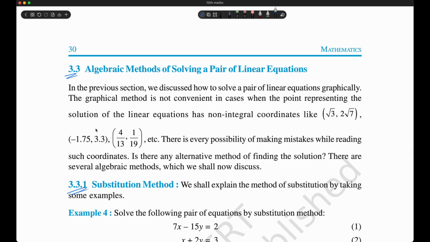Topic 3.3.1: the algebraic method of solving a pair of linear equations using the substitution method. We will cover exercise 3.1 after completing the substitution method, because then it will be easy to find the intersecting point, or we can say the common point between two linear equations.